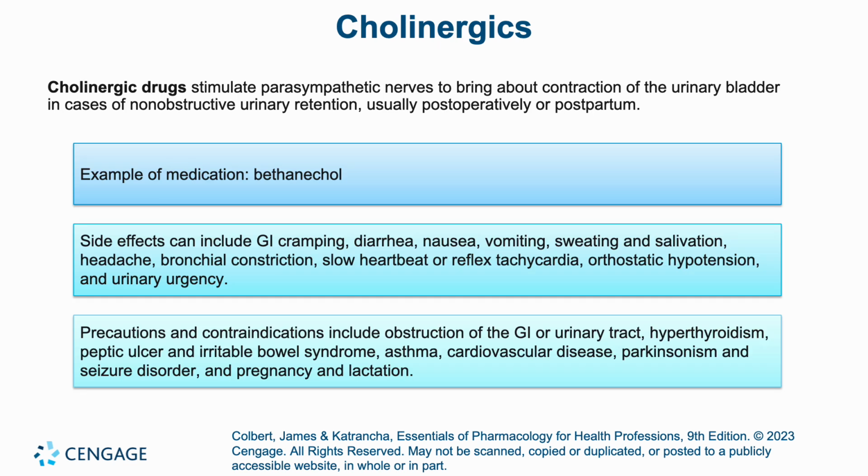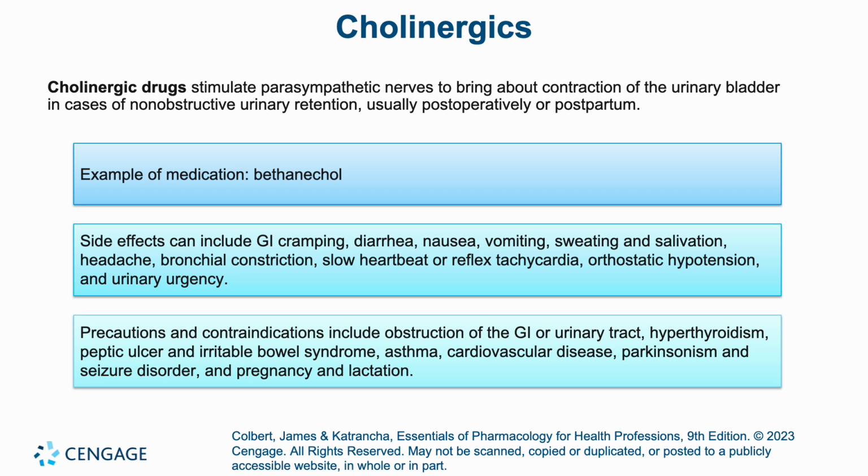Moving on to our cholinergics. Cholinergic drugs stimulate parasympathetic nerves to bring about contraction of the urinary bladder in cases of non-obstructive urinary retention, usually post-operatively or postpartum. So cholinergic, as opposed to our anticholinergics that help to reduce bladder spasms, the cholinergics help to cause contractility to help urine that's being retained move out of the body. Example of medication is bethanechol.